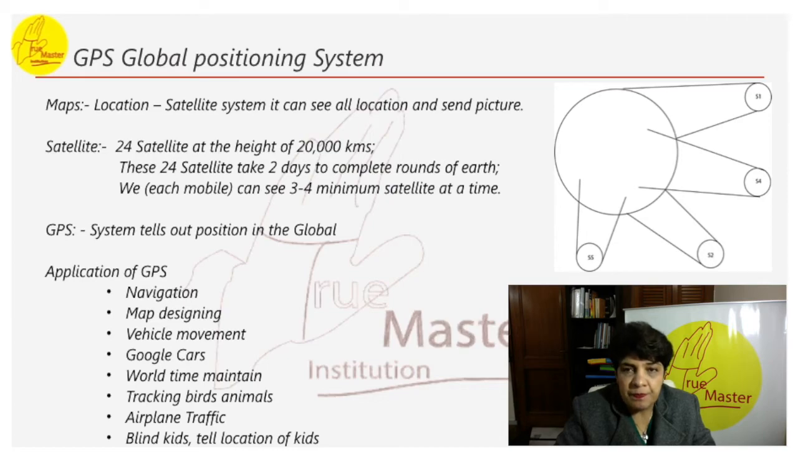So maps. 24 satellites at a height of 20,000 kilometers are present. These satellites take 2 days to complete a round of Earth, and we can see a minimum of 3-4 satellites at a time. So how many satellites are actually rotating around? There are 24 satellites in this GPS system. And what is the height? Their distance from the Earth is almost 20,000 kilometers.